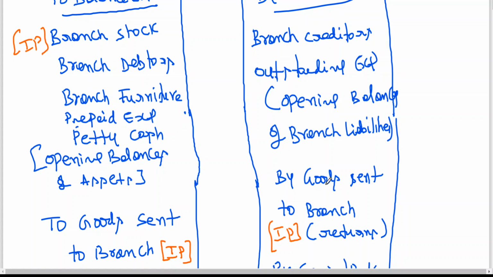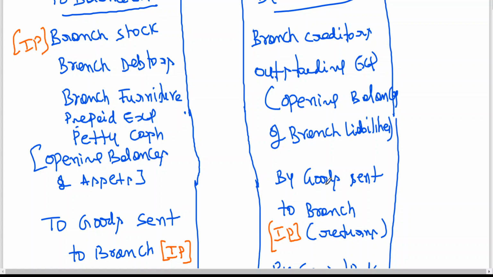Generally they won't be asking journal entries in the examination. Please remember, this is a very lengthy chapter, but we haven't seen any problem in any examination asking you to write journal entries for the debtors method. Generally they will be asking you to open the branch account only. This entry is only for your reference.